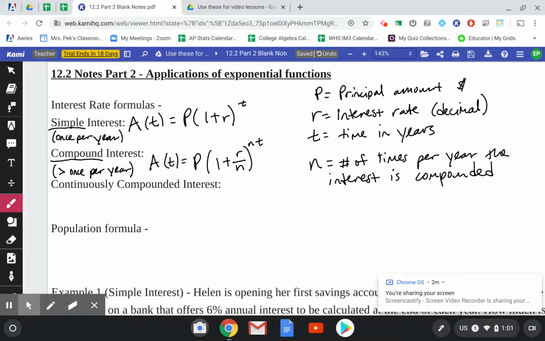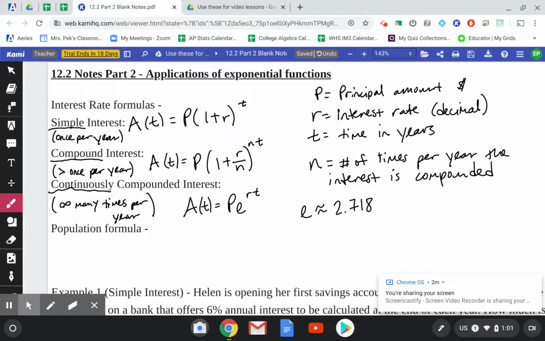All right, and then the next one is continuous compound interest. And this one is going to be infinitely many times per year. So it'll tell you in the problem that it's continuous compound interest. This formula is very different. A of t equals p times e to the rt. And e is a number. It's the number 2.718-ish. It keeps going, just like pi is 3.14, but it's really more than that. E is just another number that we're going to have to get used to using.